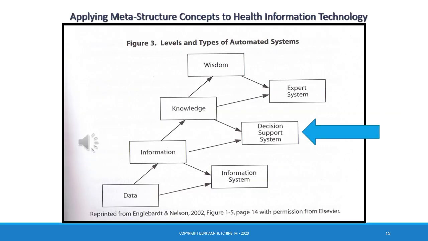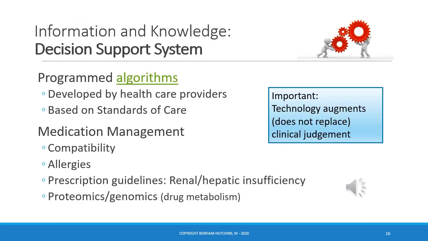So now we move forward to look at how the metastructure concepts for health information technology apply to decision support systems. And here you could see that decision support systems are a combination of information and knowledge. Decision support systems are based on programmed algorithms. On the next slide, I'll show you an example of an algorithm. But these algorithms are developed by healthcare providers, and they're based on standards of care.